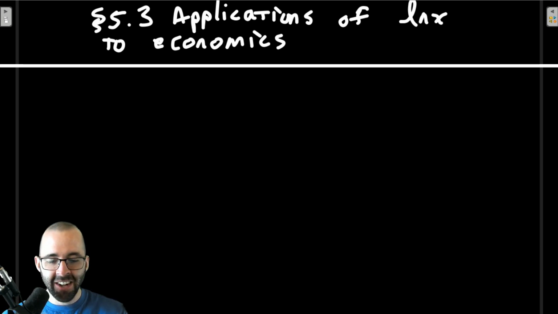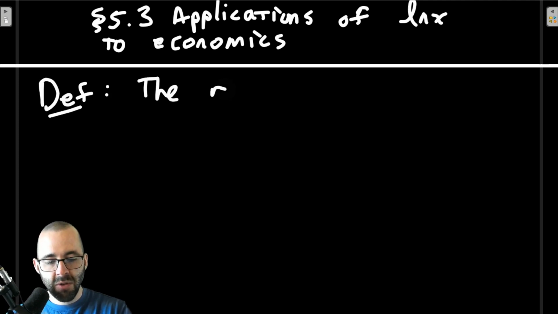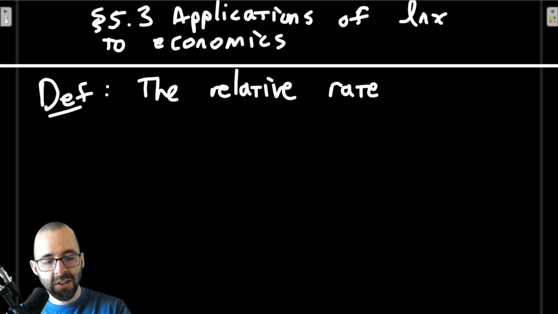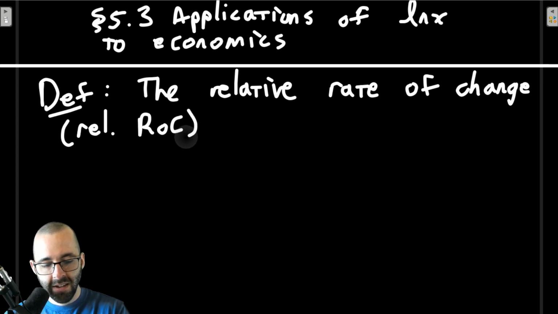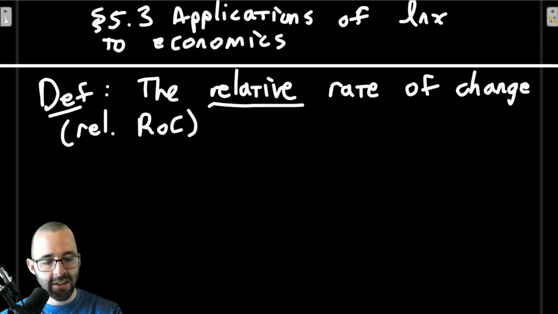All right. So we're going to start by talking about relative rate of change. We got this little definition right here. The relative rate of change. And I really hope you like looking at this because you're never going to see it again. The relative rate of change, which I will often abbreviate as REL ROC. I love abbreviations. I hate writing really long things like this.